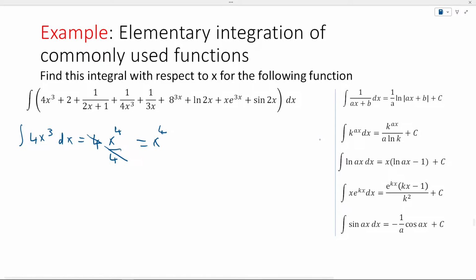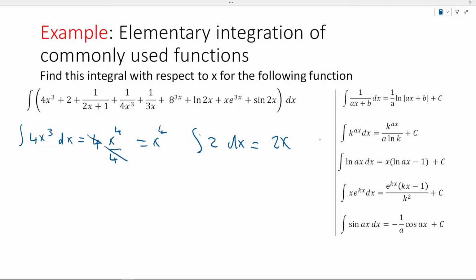Okay, let's do the second guy. So let's do this guy here. The integration of 2 dx. That is easy. So that would be 2x, and then there should be plus c here. Okay.